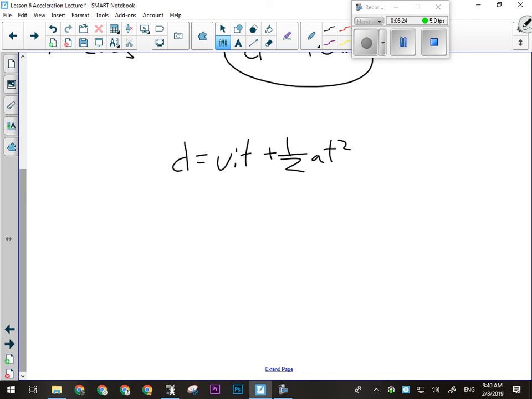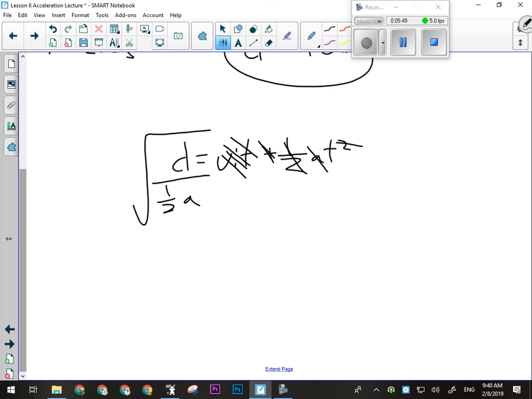If VI is 0, I can just do this, because 0 plus anything is itself. Everyone okay with that? All right, now how do I get T by itself? Right, divide by half of A, and then what? Square root. All right, those are the manipulations of that formula.